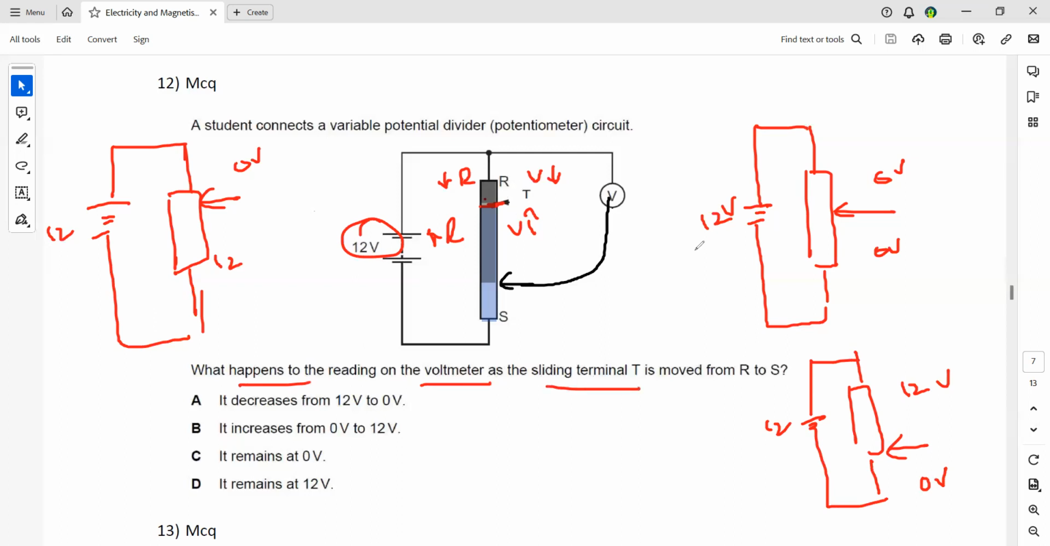So the question is, what happens to the reading of a voltmeter as a sliding terminal is moved from R to S? First it was near R, so it will have 0 volt. Then it moved to S, so it will be 12 volt. So the reading will increase from 0 to 12. Whenever we move the sliding contact, the part which has less resistance or a shorter length will have less voltage across it, and the part which has a greater length will have more voltage across it.